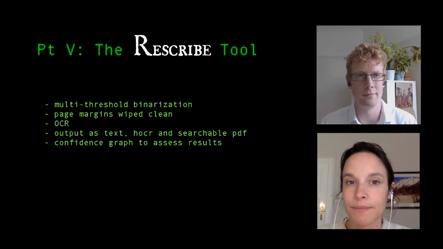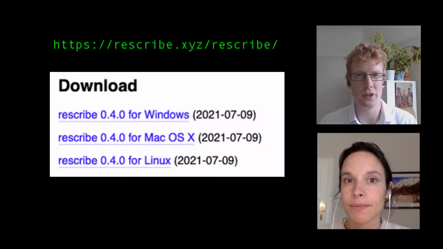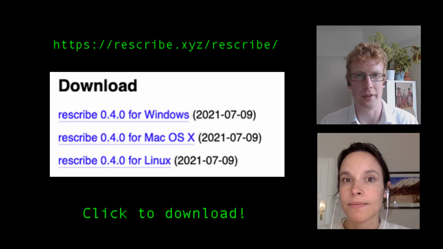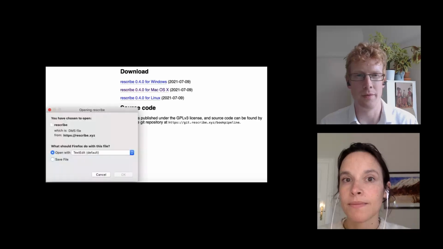doing something else. The Rescribe tool consists of just one executable, which includes Tesseract and everything else it needs to operate. It is available for Windows, Linux and Mac. If you've not installed Tesseract on your computer yet, you won't need to do so. The Rescribe package already contains it. To install the tool, just go to rescribe.xyz/rescribe. Find the correct version for your operating system and click the link to download the tool.